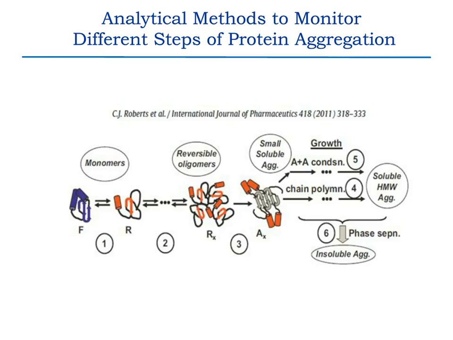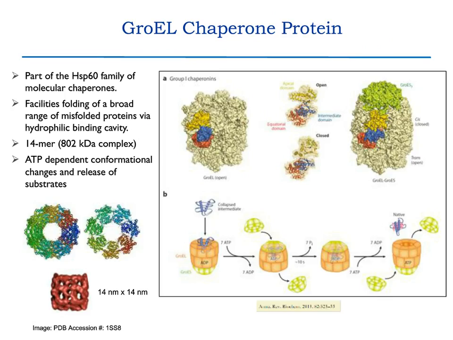This case study is an attempt to develop an analytical method to better understand the aggregation pathway. I don't have time in today's talk to go into this in a lot of detail, but we're using a GroEL chaperone protein as a detection system for these early pre-aggregate species. And just to summarize for today, chaperone proteins and GroEL in particular are well-studied molecular chaperones which in vivo facilitate the correct folding of proteins.